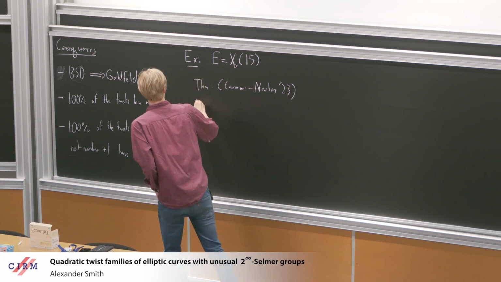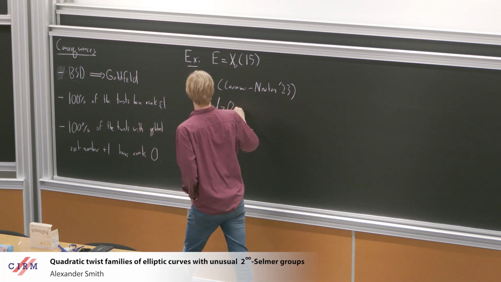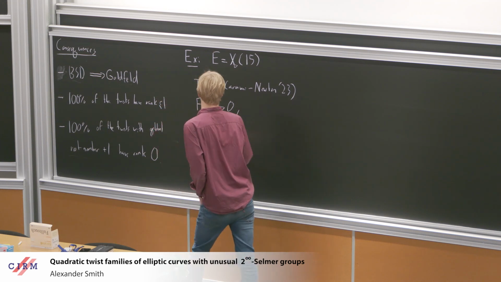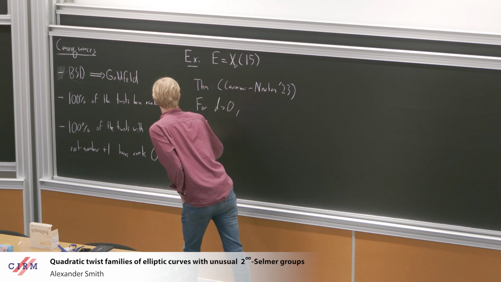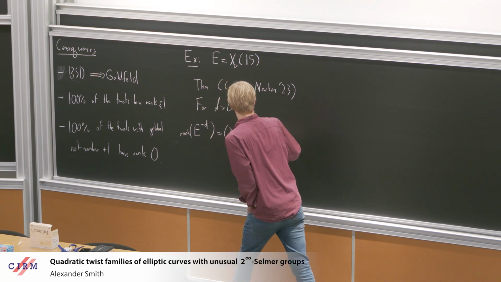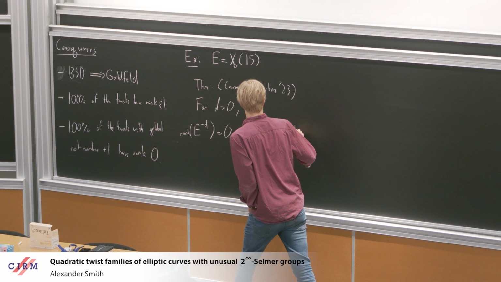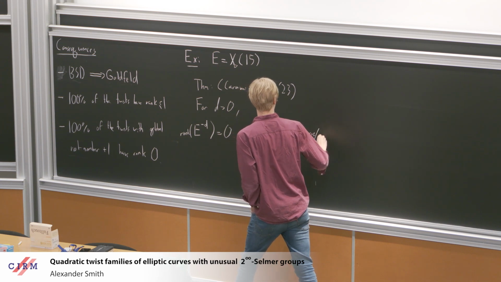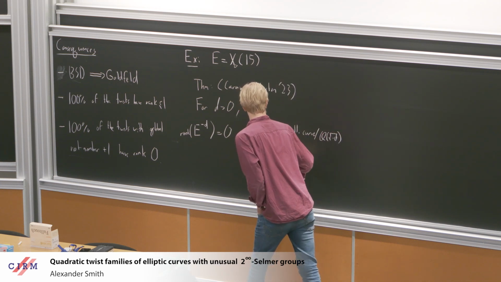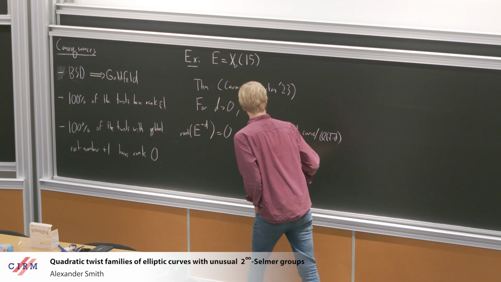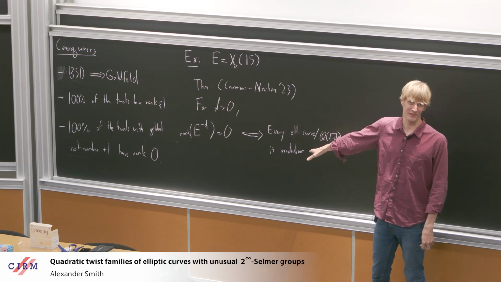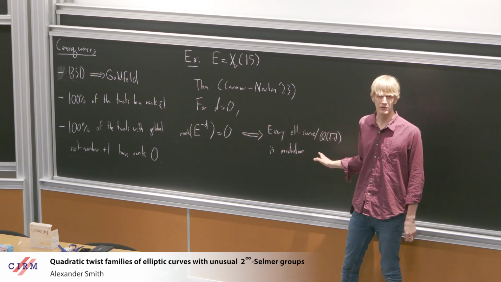It says if we have a positive integer d, and if this elliptic curve twisted by negative d has rank 0, this is enough to get that every elliptic curve over Q adjoin root negative d is modular. Okay. I don't have too much to say about what this means, but it is a very significant thing. This is a huge result by Caraiani and Newton.